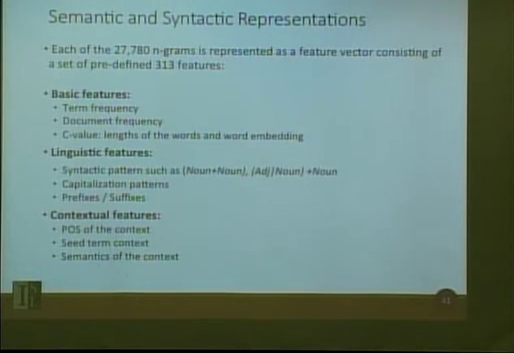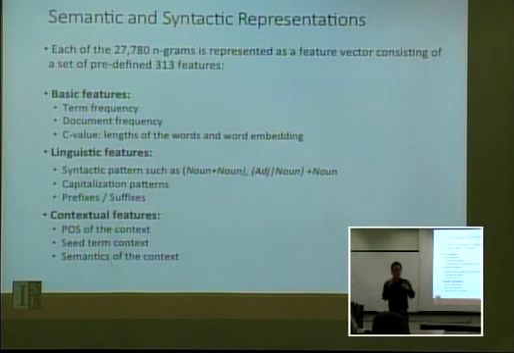And for the contextual features, for given sentences, we not only want to capture the information about the n-gram itself, we also want to capture the information surrounding it. So for the POS context, for one n-gram, we look at a window size of 10 in a given sentence: how many nouns are appearing around it, how many verbs, how many adjectives, etc. This information is captured by the feature called POS of the context.